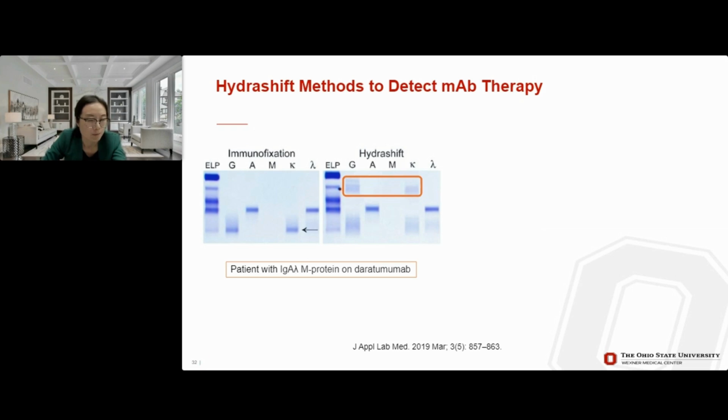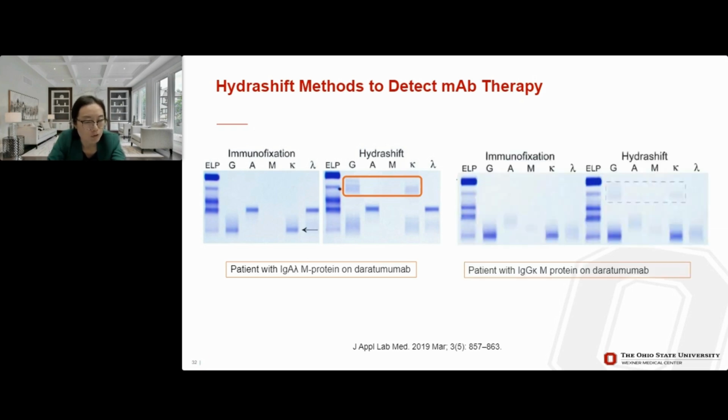In another case, the IFE results are from a patient with a malignant G kappa M protein that might co-migrate with daratumumab. The HYDRASHIFT result on the right side shows the G kappa band and also the daratumumab anti-daratumumab complex in the alpha region. This indicates the patient's M protein is still present after daratumumab has been shifted.